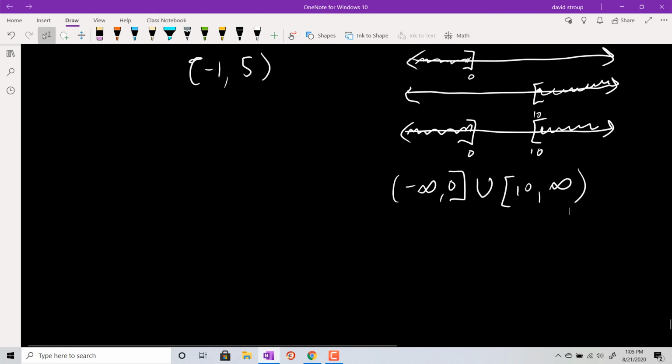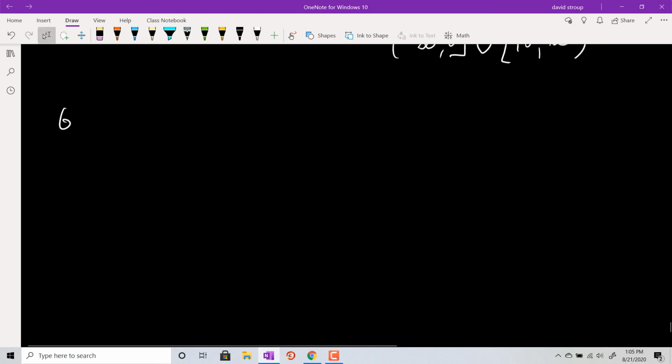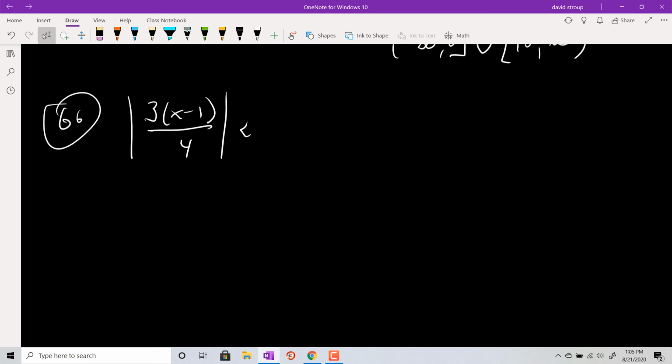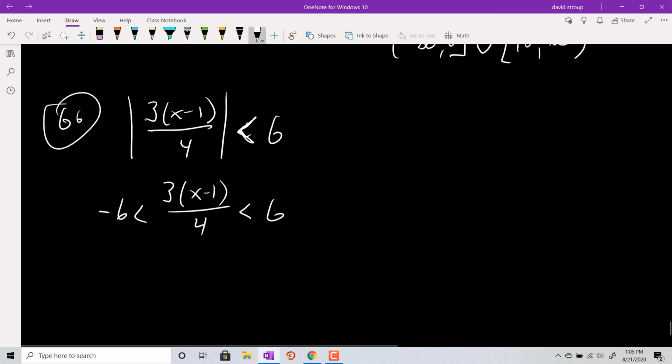Let's look at some harder ones that have maybe some fractions. Here's 66. Absolute value of 3 times x minus 1 all over 4, which is less than 6. So I have the less than symbol. That means I can do a compound inequality. To get rid of the 4, you can multiply all 3 sides by 4 if you want. Okay? Or you can kill both birds with one stone. You can multiply by 4/3.